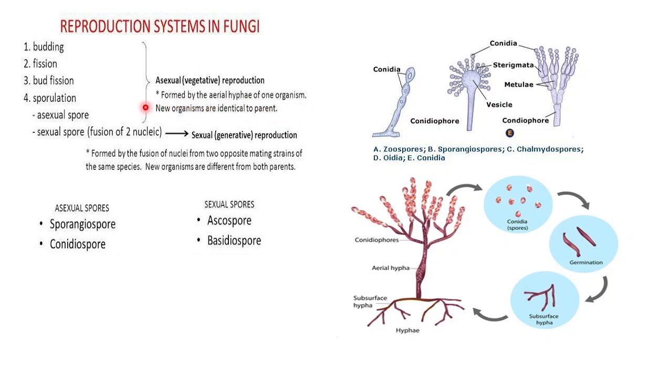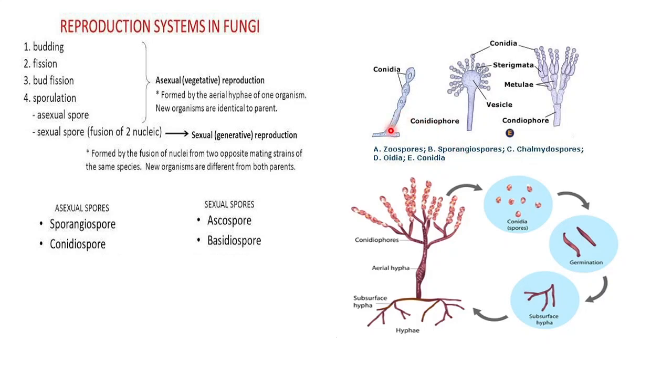So what will happen? One or two of the hyphae which were growing beneath the substratum will grow above the substratum and then start producing the spores. So those are the asexual spores. Now asexual spores can be of different types, for example sporangiospores, conidiospores, zoospores. Here you can also see zoospores, sporangiospores, chlamydospores, oidia and conidia. These are different types of spores, depending on how they are formed.